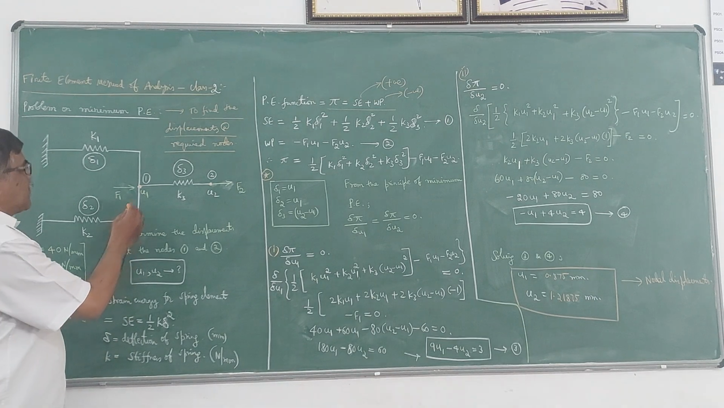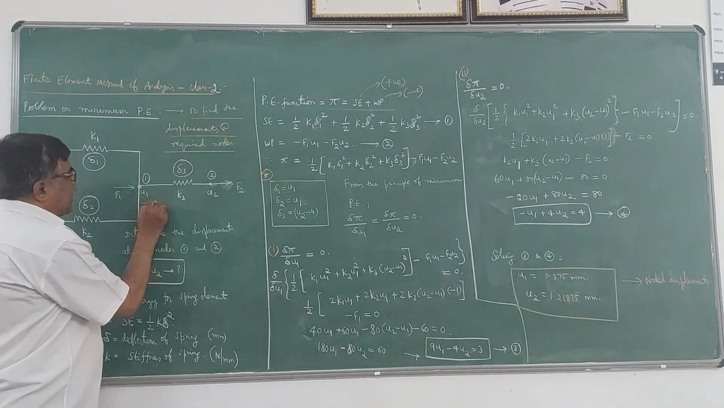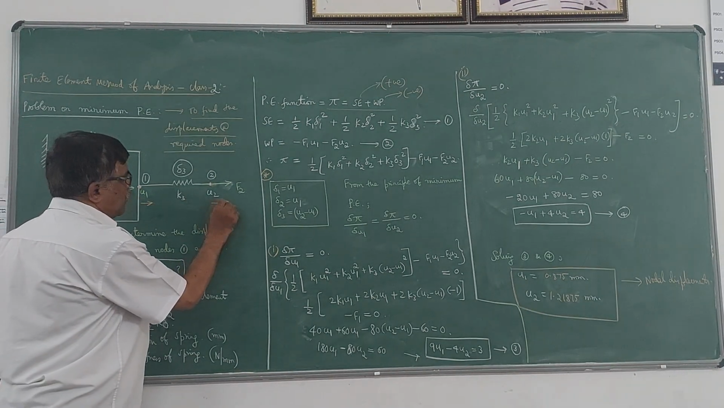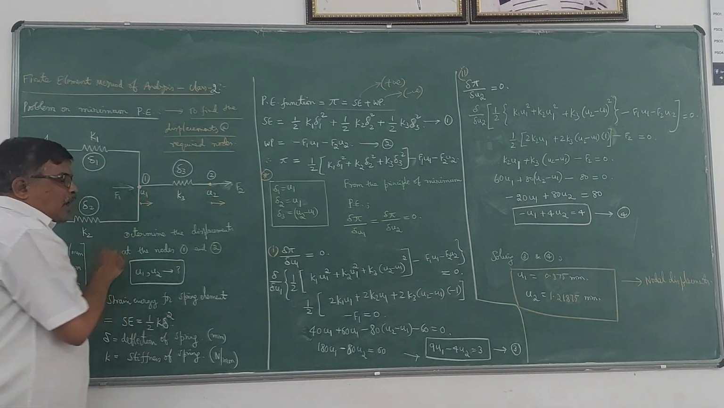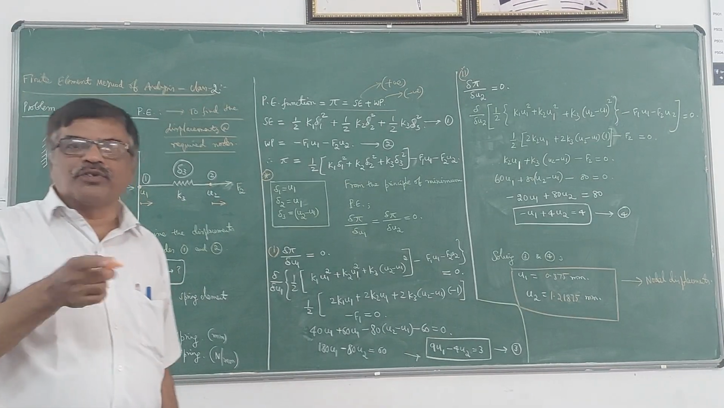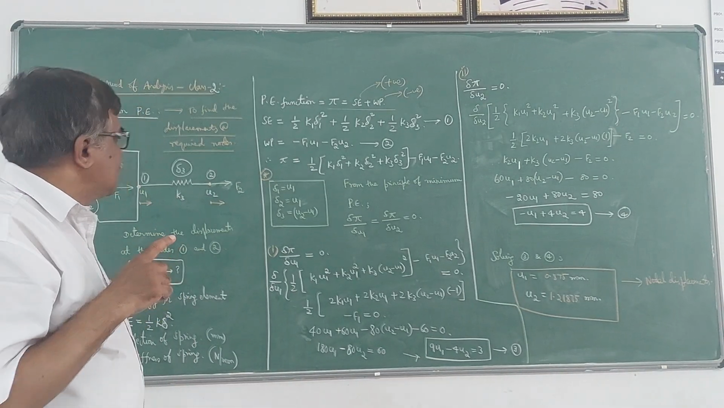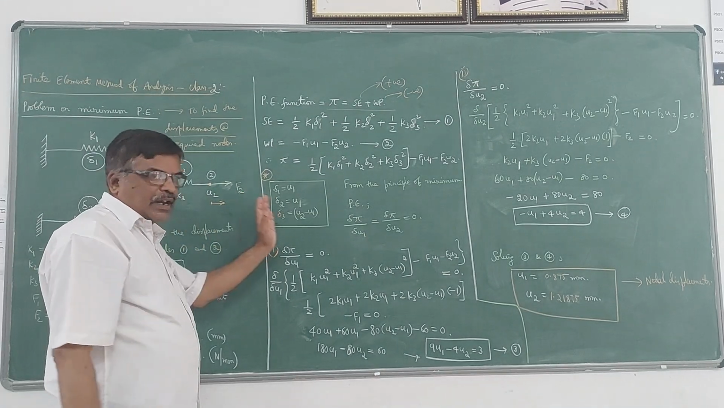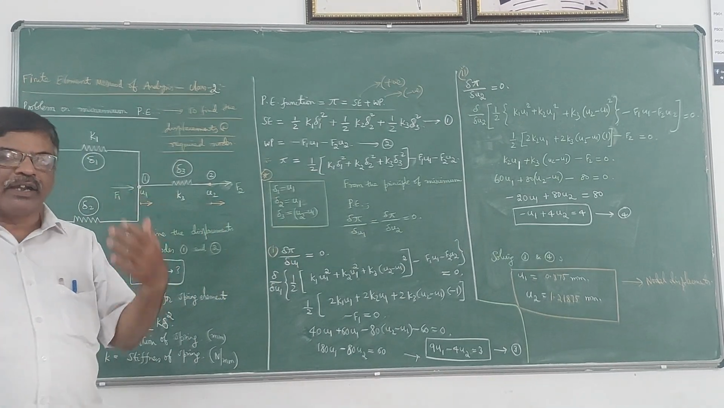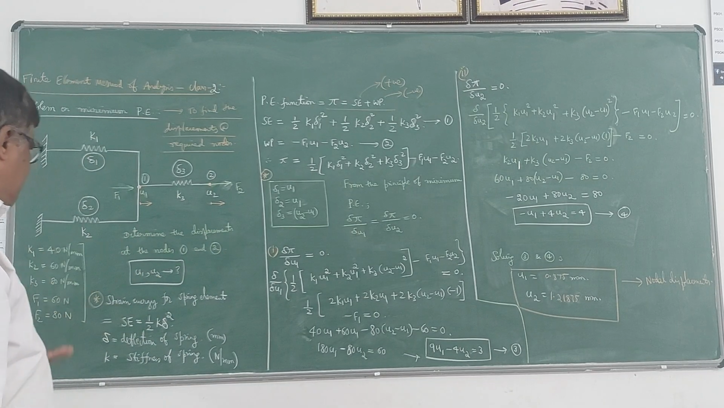So let us assume that U1 and U2 are in the direction of the applied force only. So if the values of U1 and U2 come out to be positive after the analysis, the displacements are in that direction only. Otherwise, if you get a negative value, then it is in the opposite direction.